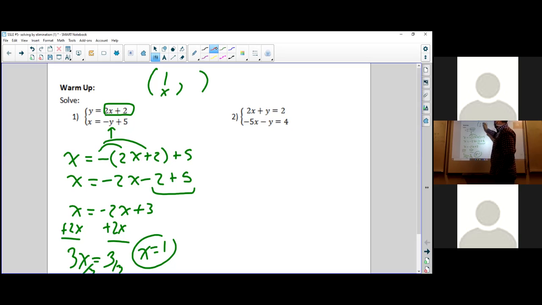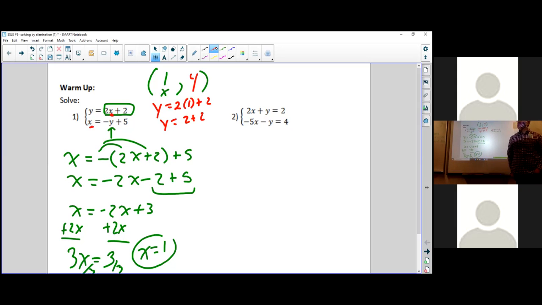So we know an x value, so I can take the x and plug it in there or there. The top one seems like it's already set up because we're looking for y. Is that it? Cool.